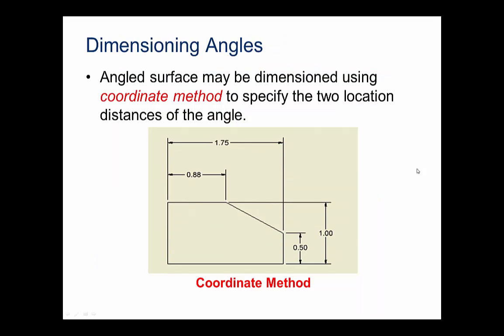All right, so when dimensioning angles, one method used is called the coordinate method. An angled surface may be dimensioned using the coordinate method to specify the two location distances of the angle. Basically, if you know this coordinate or point and you know this point, you can determine the angle, and you can dimension it there. So that is the coordinate method.